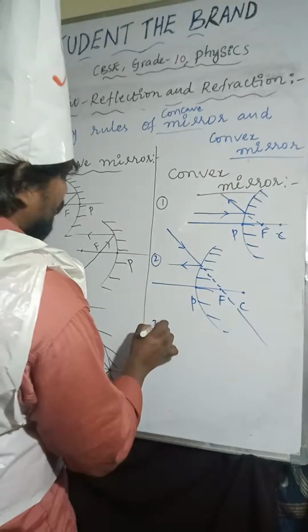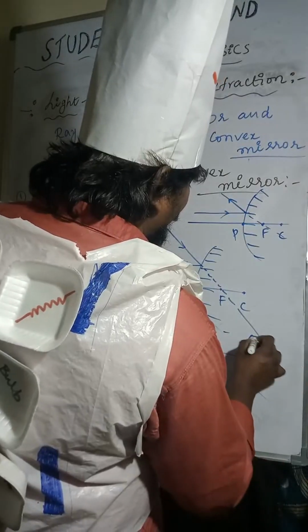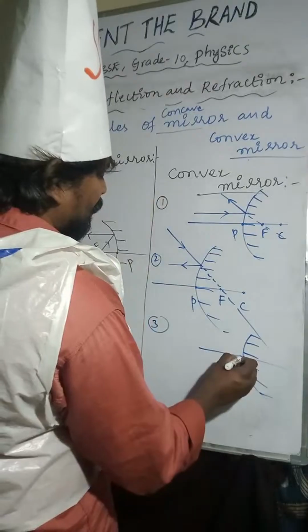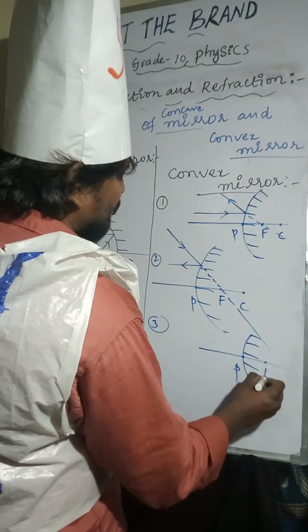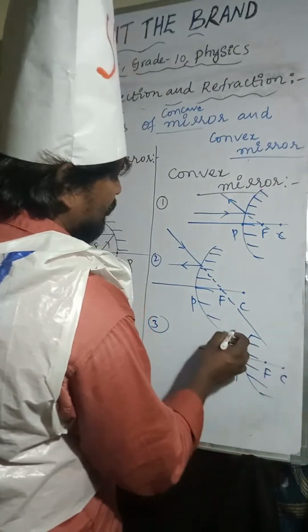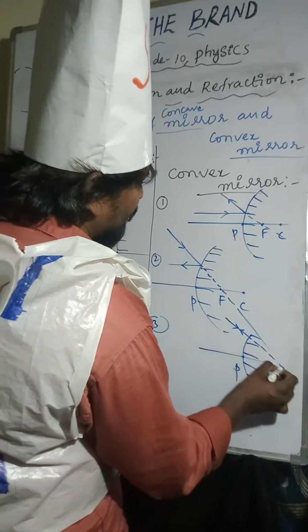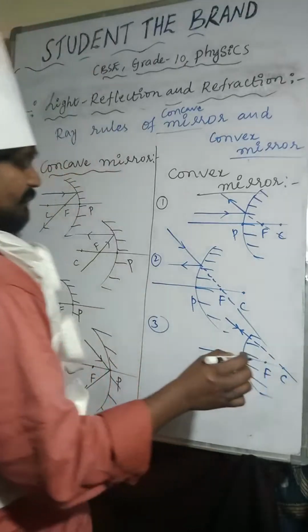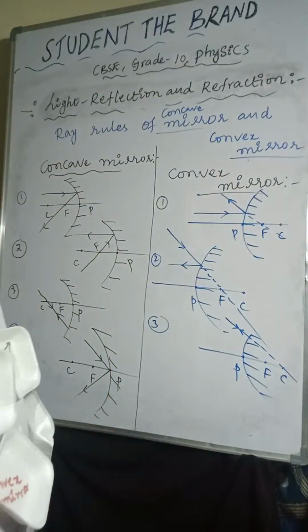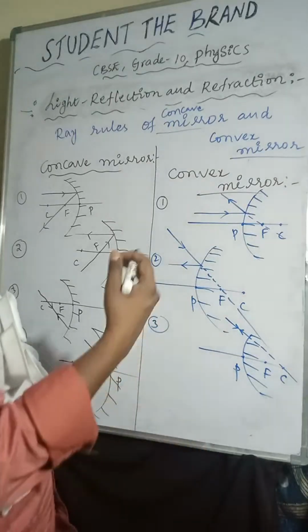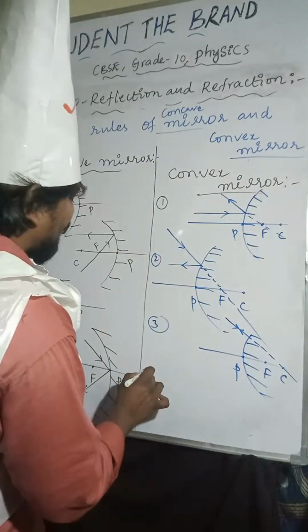And coming to the third one. Pole, focus, center of curvature. A light ray passing through the center of curvature retraces its original path. It reflects back into the same medium, along the same path.